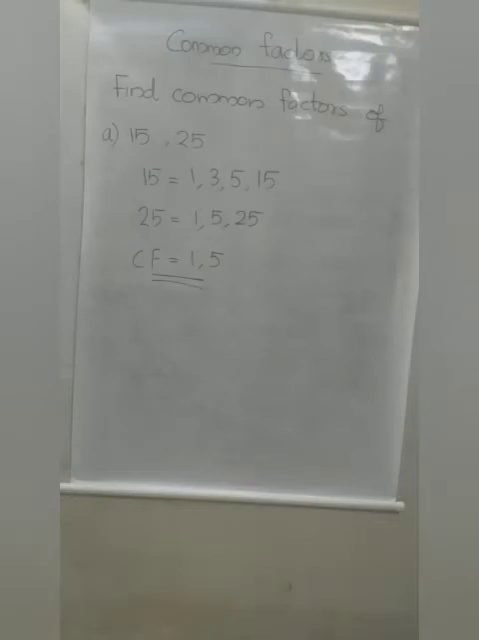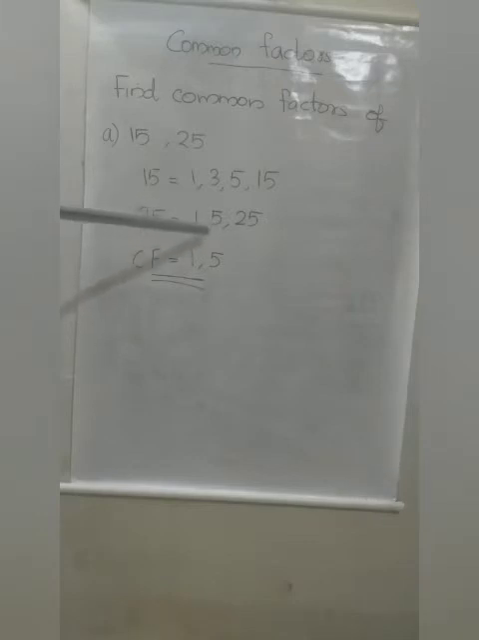We can solve some questions regarding finding the common factors. First example, 15 and 25. In order to find the common factors, first we need to find the factors of each given number. What is the first number here? 15. You know how to find the factors of a given number, isn't it? So tell me, what are the factors of 15? 1, 3, 5 and 15. Is there any more factors for 15? No. Next, 25. What are the factors of 25?